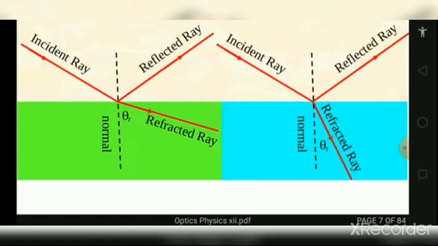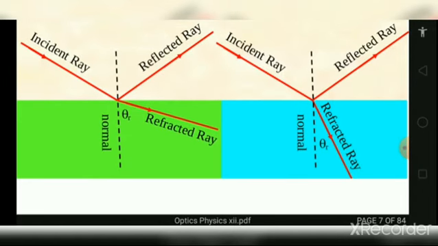You can see on the screen the incident ray, reflected ray, and normal. In what is happening in reflection and refraction, there is a vast difference. See, on the green side, the bending of the ray is one way, and on the blue side, the bending of the ray is different. Why and how? That is with respect to the medium.